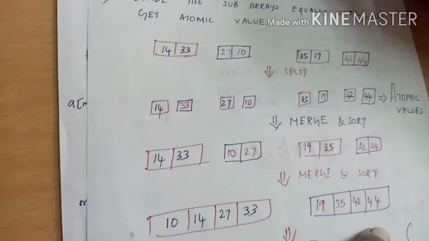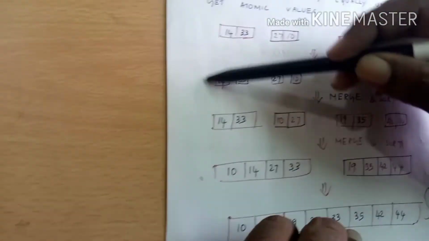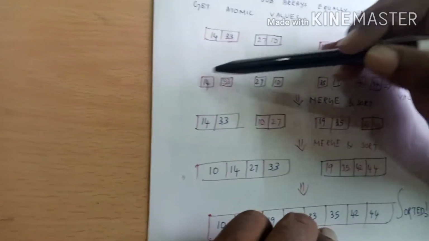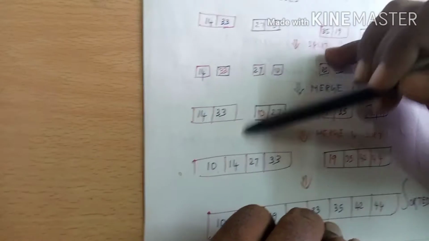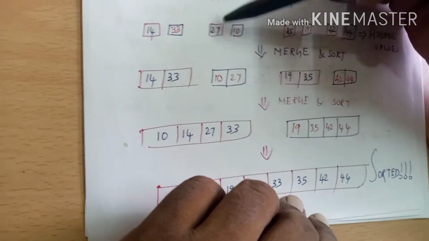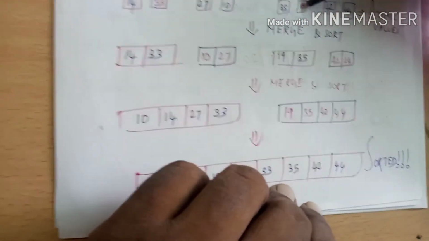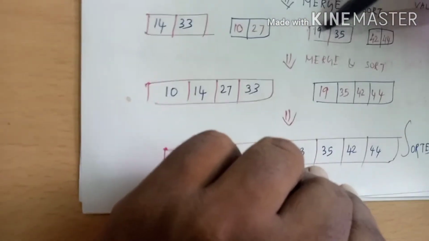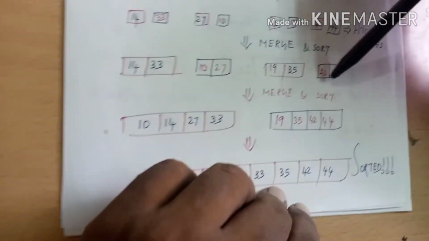Once you divide the array into a set of atomic values, now you want to merge and sort. First we combine these two, 14 and 33. If they are in sorted order, we leave them, otherwise we swap them. So 14 and 33 are in proper order, so we keep them like that. Now when you take 27 and 10, they are not in sorted order, so we swap 10 and 27. Coming to 35 and 19, they are not in correct order, so swap 19 and 35. When you compare 42 and 44, they are in correct order, so you have this.